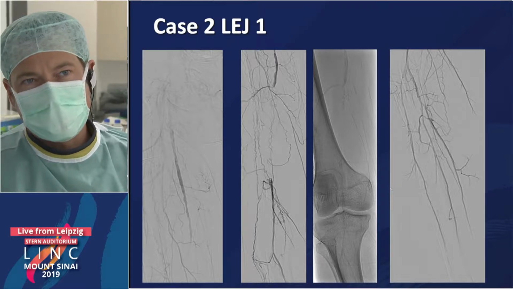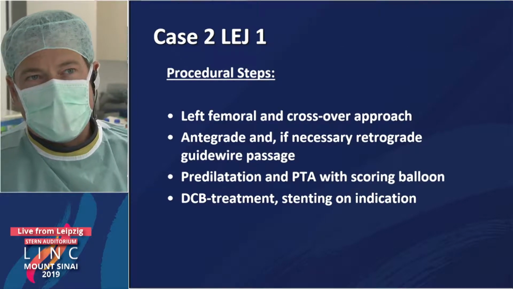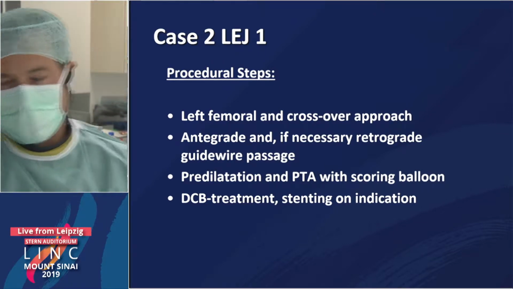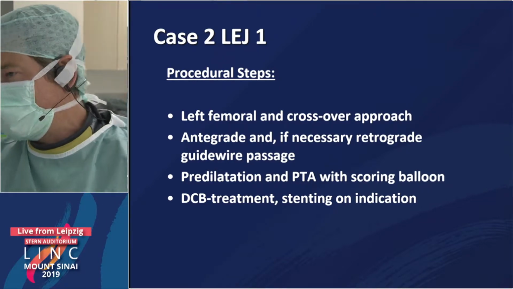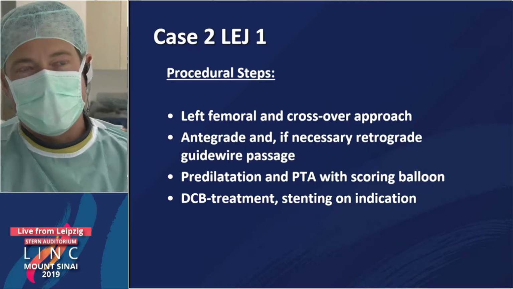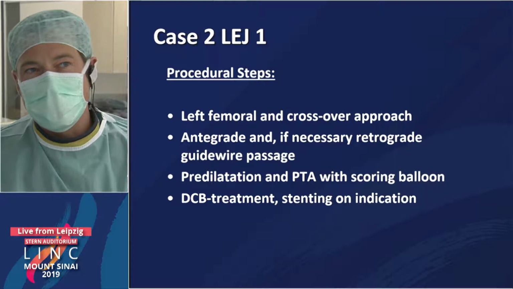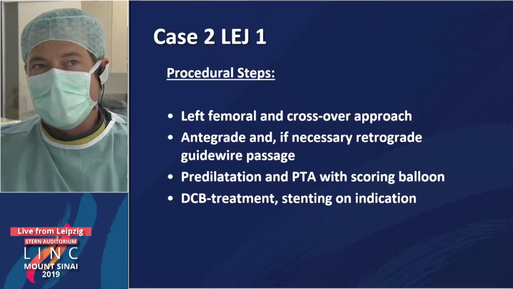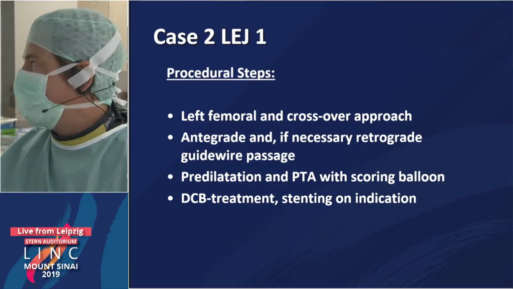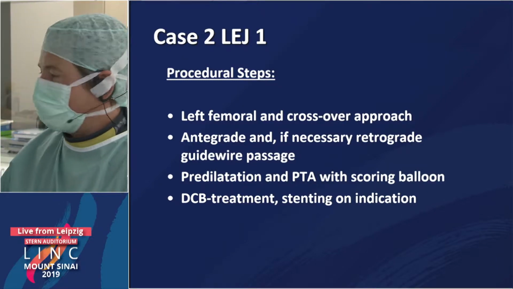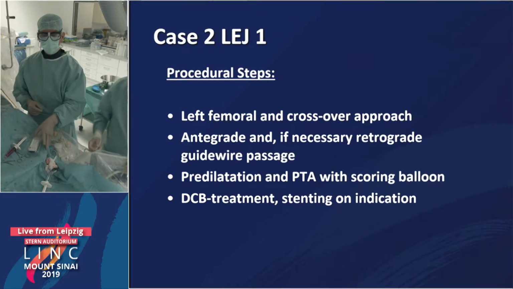Next slide. We have a left crossover approach coming from the left groin. We want to go through the lesion, and just in case we would have failed, maybe we also prepared for going retrograde. And then we want to treat the lesion with a drug-coated balloon. Before we do this, we want to modify the vessel a little bit by using a scoring balloon. Maybe we can switch to the angiogram and show you what we have done so far.